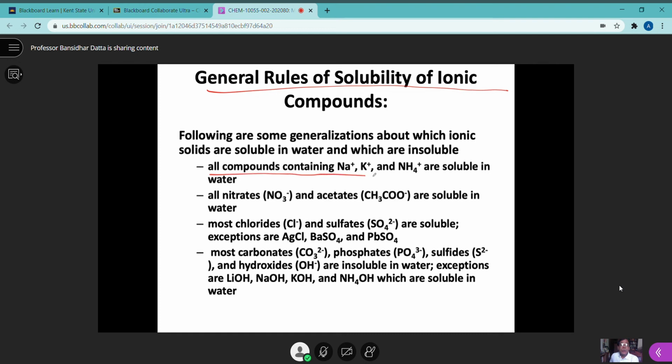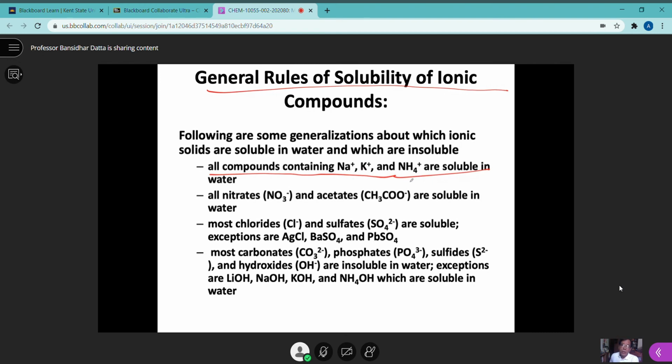All compounds containing sodium plus, potassium plus, lithium plus, group 1, rubidium plus, cesium plus, and ammonium plus are soluble in water. So all group 1 elements, they make a positive charge, including the ammonium ion, a polyatomic cation, all soluble in water. Any kind of compound you make with sodium, potassium, lithium, cesium, rubidium, including the ammonium ion, is soluble in water.